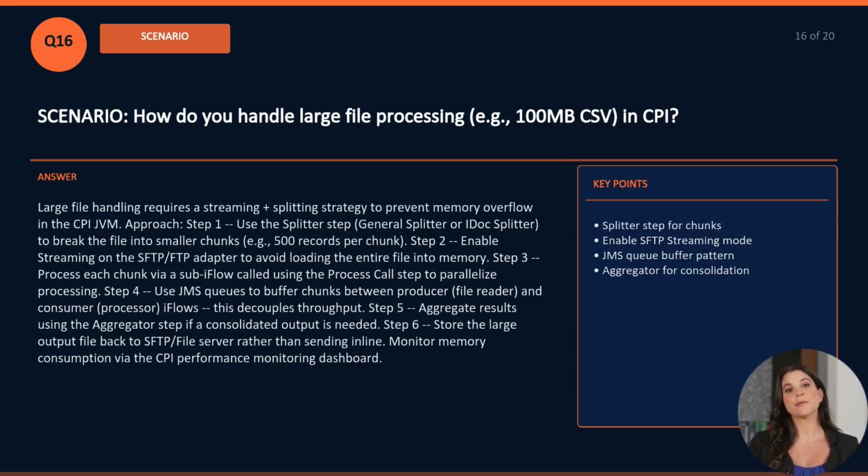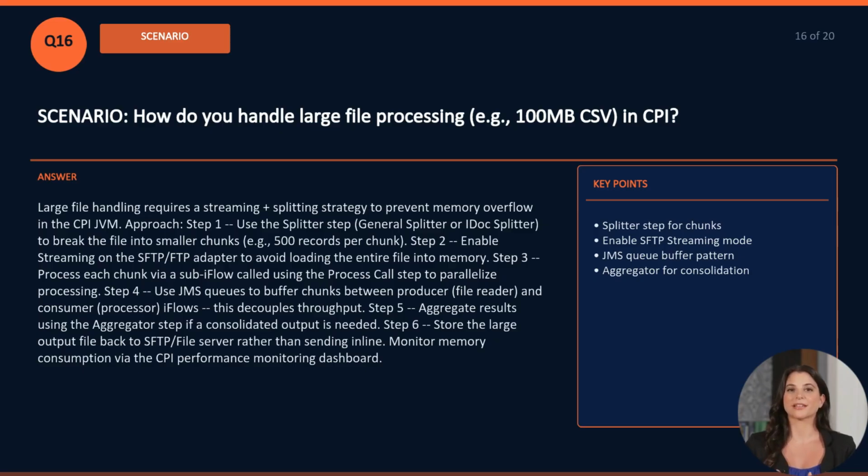Step 1. Enable streaming on the adapter, on the SFTP or FTP sender adapter, whichever is reading the file, enable the streaming option. Step 2. Use the splitter step. Add a general splitter step immediately after the file is read. Configure it to split the CSV into smaller chunks, for example, 500 rows per chunk.